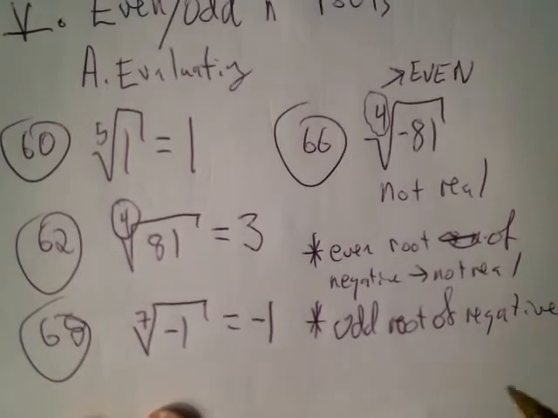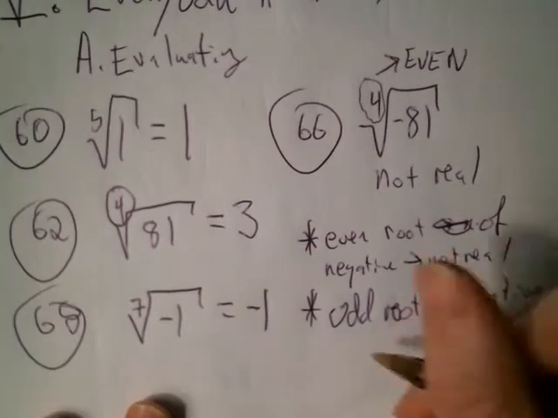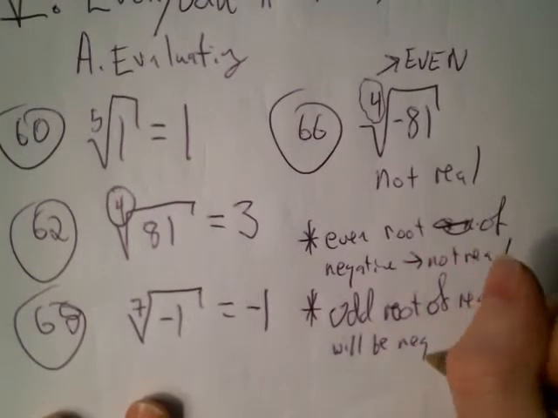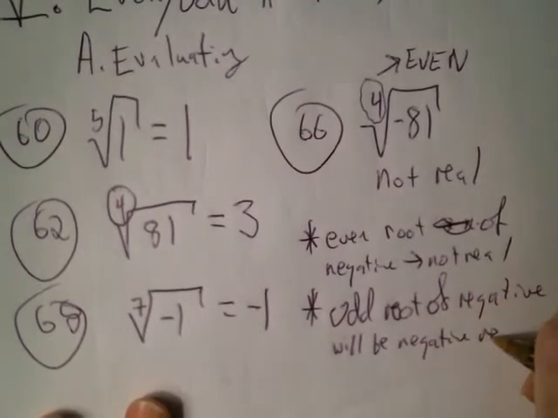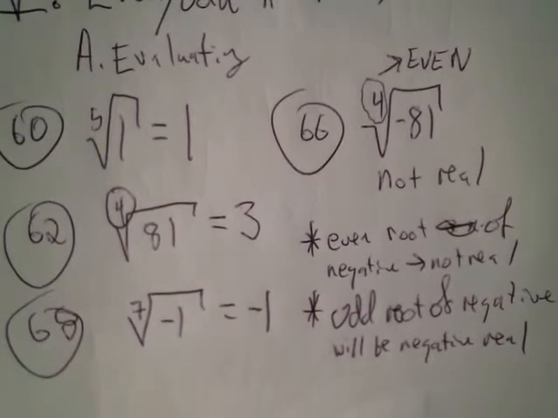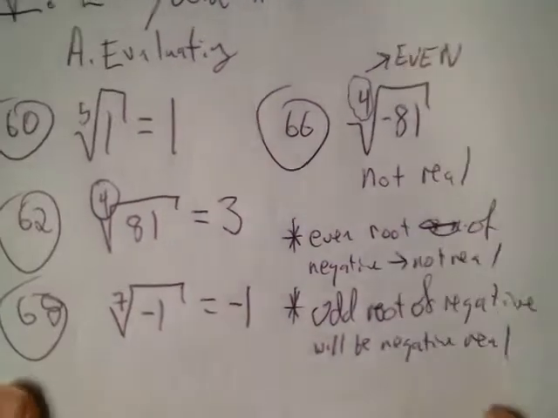And you'll end up always with a negative. So the odd root of a negative will be a negative real. Okay. So this time, then, the simplifying.